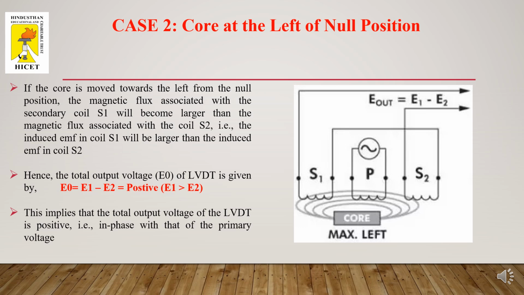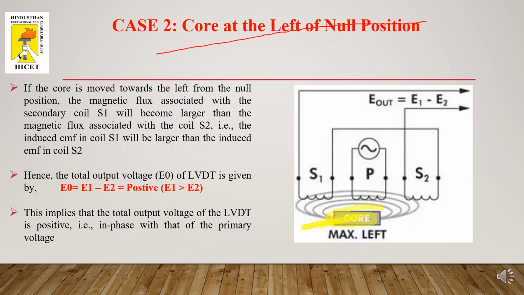We'll look into case 2. So when you go with case 2, when you are about to move your core to the left of your null position, let us check. Say for example, the core is moved towards the left side, which means it is getting closer to the secondary winding S1. What happens now?